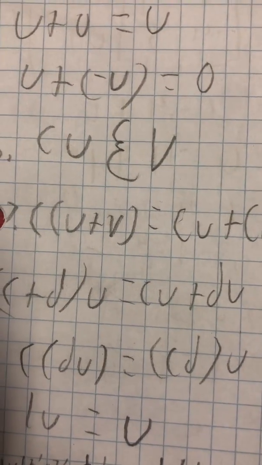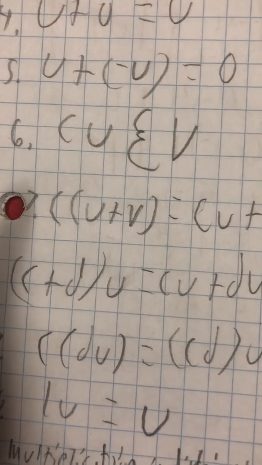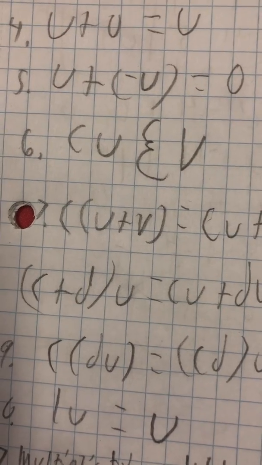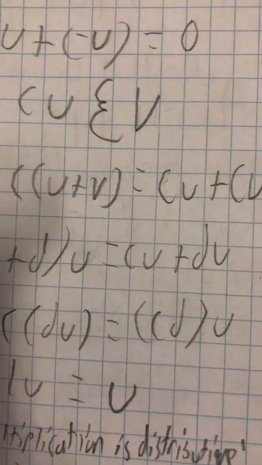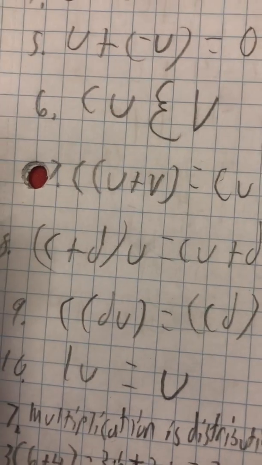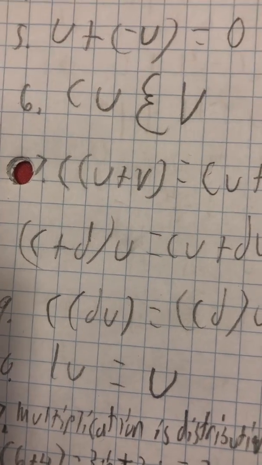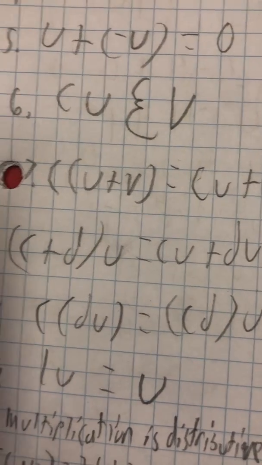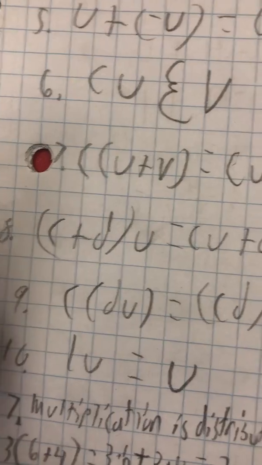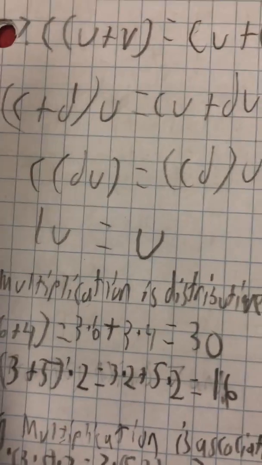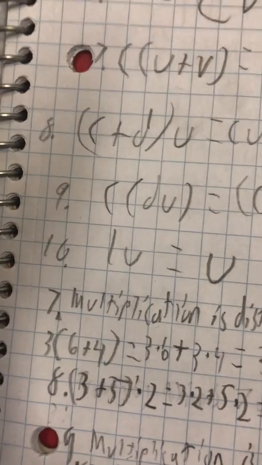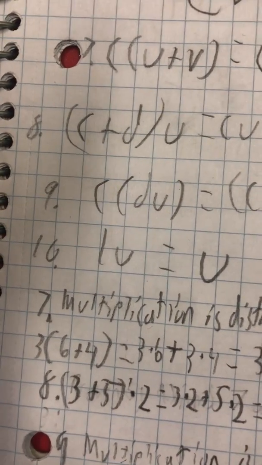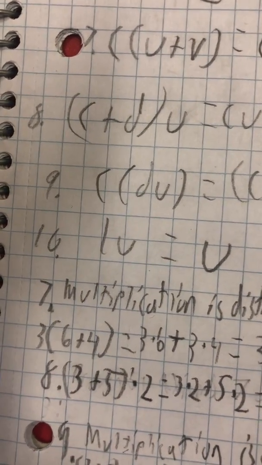Cu is within the set V, so that means the vector space is closed under scalar multiplication. C(u plus v) equals Cu plus Cv. (C plus d) times u equals Cu plus du. C times (du) equals (Cd) times u. And 1 times u equals u. So that's basically saying that there's some identity you can multiply any vector by to get the exact same vector back.